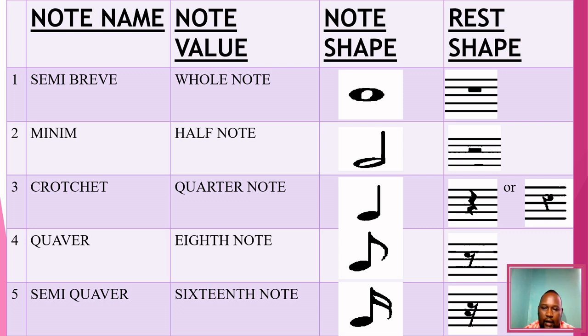Then we have the quaver or the eighth note. It's drawn like that. It has a stem and a flag, and its rest is drawn like that one. Then we have the semiquaver or a 16th note. It has 2 flags, as you can see here. And also when you draw its rest, it's like that. It has those 2 points.